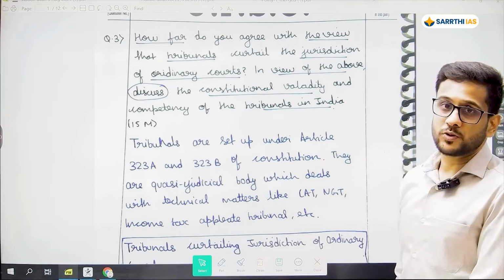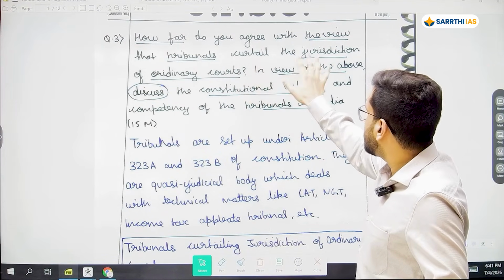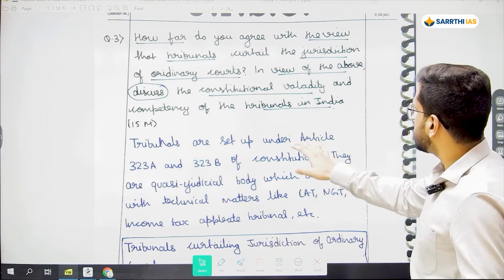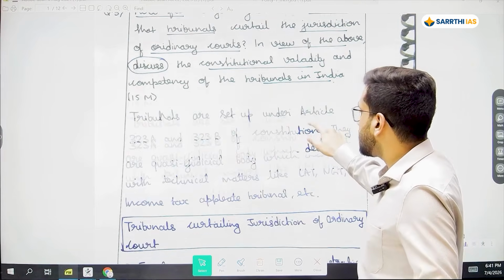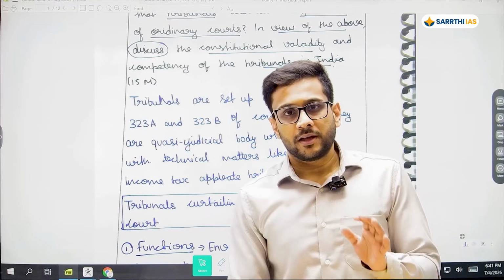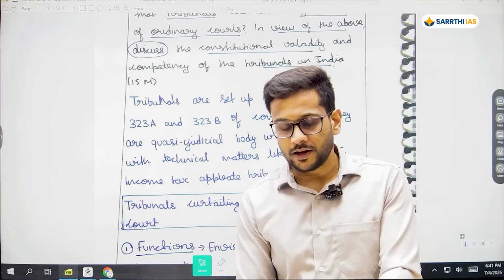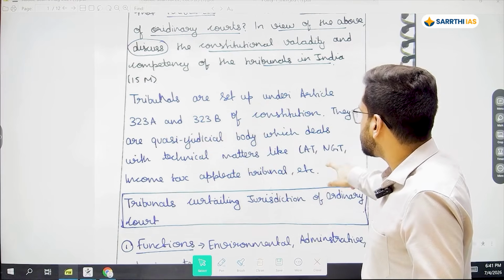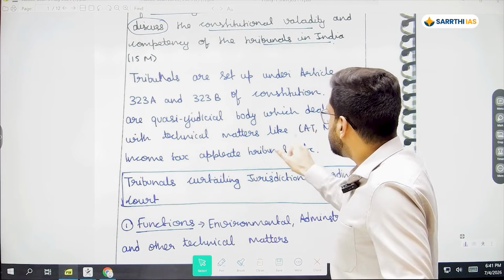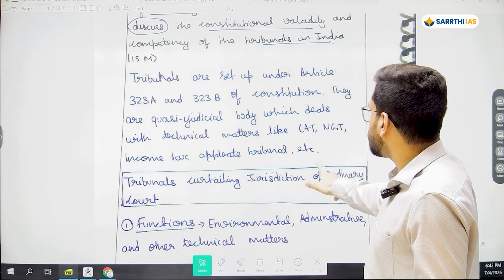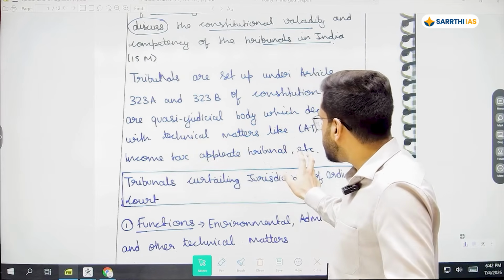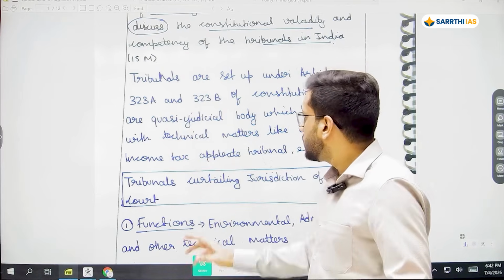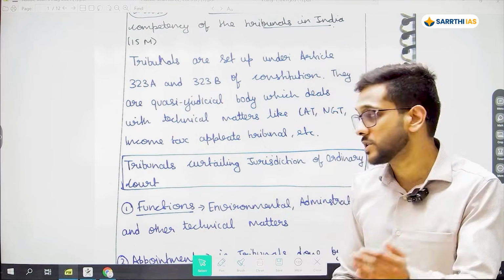So I used to revise my micro notes. In this case, the question asks: how far do you agree with the view that tribunals curtail the jurisdiction of ordinary courts? In view of the above, discuss the constitutional validity and competency of the tribunals in India. Without wasting any time, I had to mention the article in the introduction. I just wrote: tribunals are set up under Article 323A and 323B of the Constitution. These are quasi-judicial bodies which deal with technical matters like CAT, NGT, Income Tax Appellate Tribunal, etc. So I used examples, keywords, and the article in my introduction, which came from my micro notes. This is how it helped me write a value-enriched introduction.